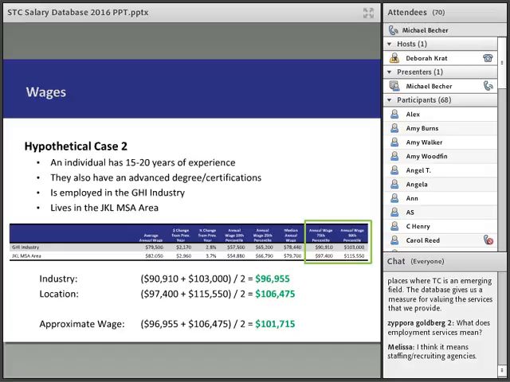So what we do here then is for the industry, we take the number of the 75th percentile, that $90,910, and the number for the 90th percentile, the $103,000, and average them to get the $96,955.